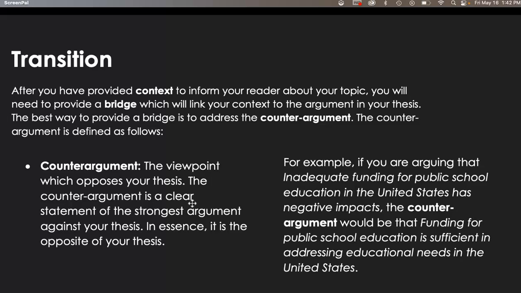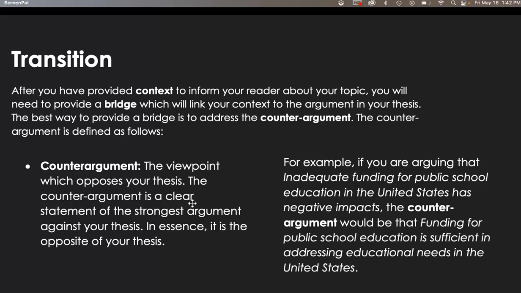It starts with the transition, which goes immediately after the context. So the transition is after you provided context to inform your reader about the topic, you will need to provide a bridge which will link your context to the argument in your thesis. The best way to provide this bridge is to address the counterargument.